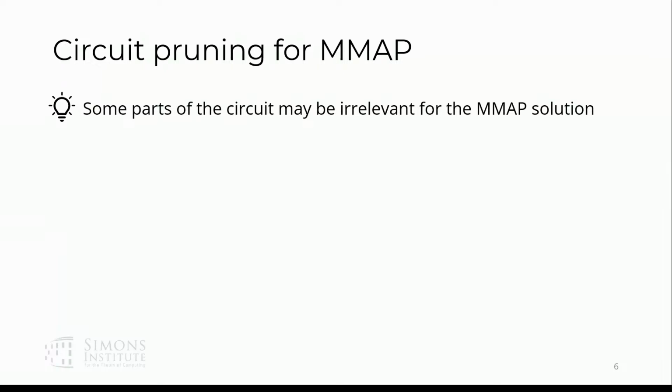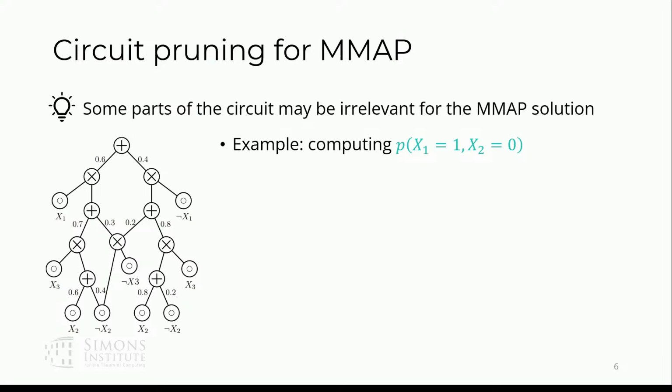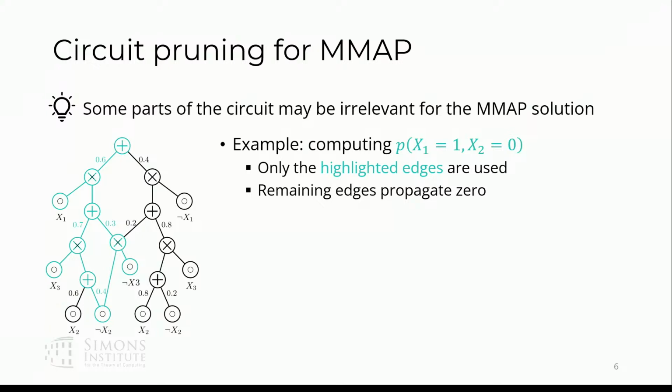The main idea that we use to come up with the iterative transformation is to notice that when you're computing the marginal map probability, not all parts of the circuit are actually relevant. So what do I mean? Let's take this example circuit, and let's say we're computing this marginal probability. We have a circuit over 3 variables, computing this marginal probability given a partial assignment to 2 variables. In this case, only the circuit that is highlighted in blue is actually relevant.